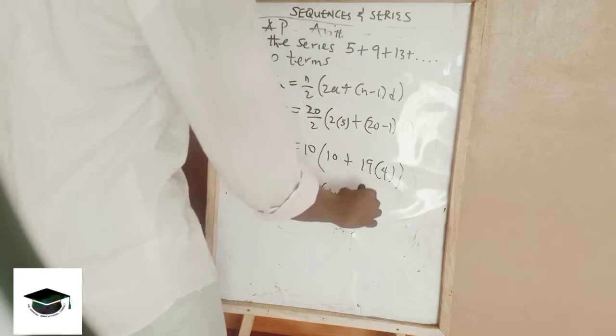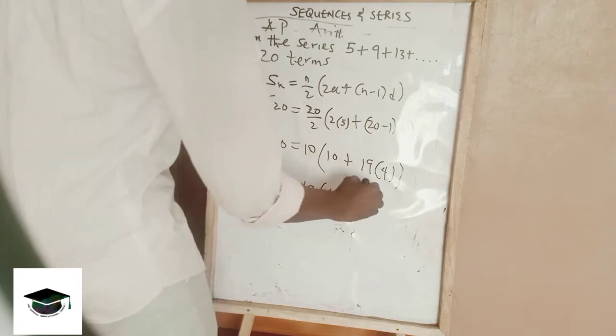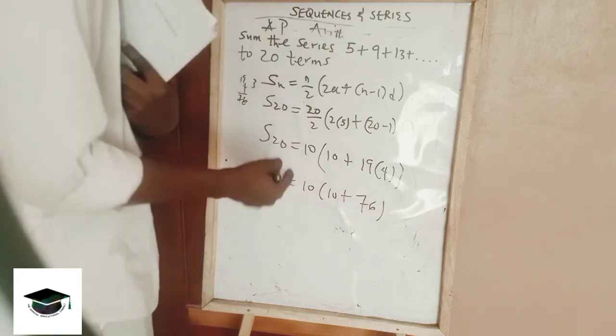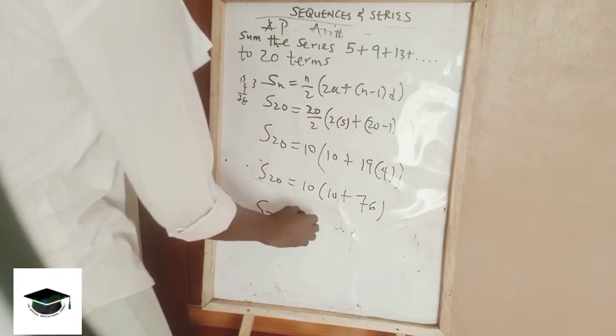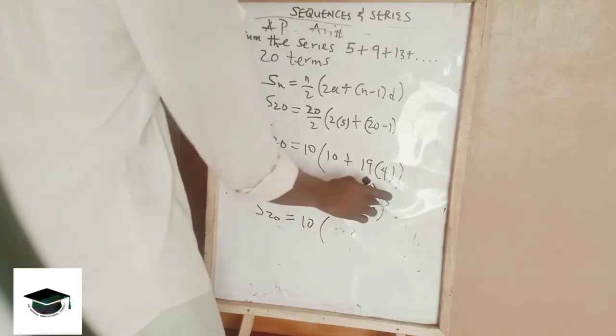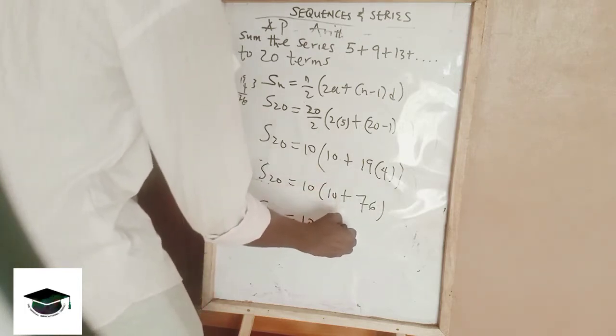76, right? Am I correct? 76. 19 times 4 is 76. So S20 is now going to be what? 10, open bracket, 10 plus 76, that's 86.